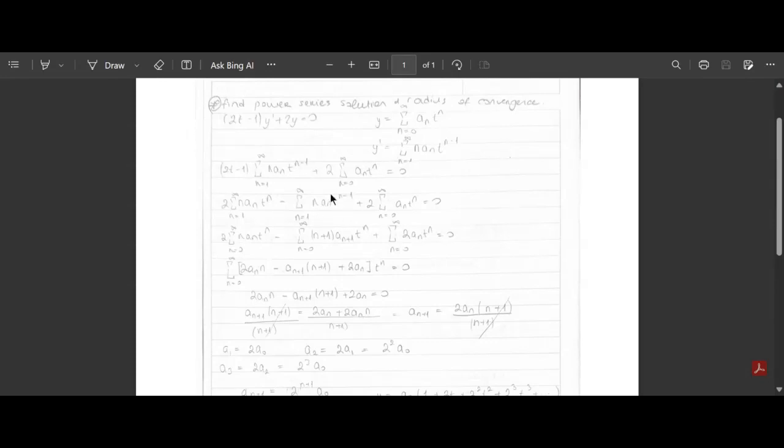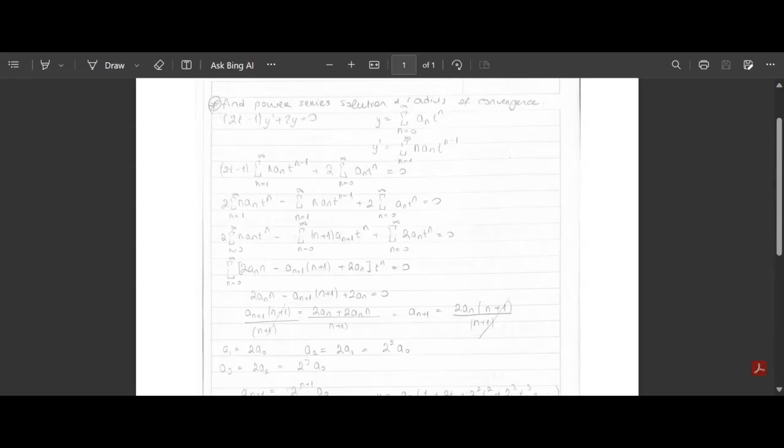So we see that middle one has n minus 1. So I need to re-index this one to the 0. To do that, I set n equals to n plus 1. After plugging that in, we get this power of n. And then I was able to factor out t to the power of n.